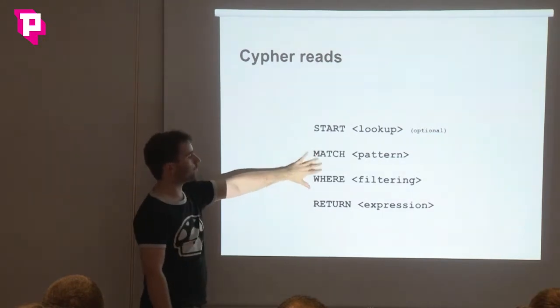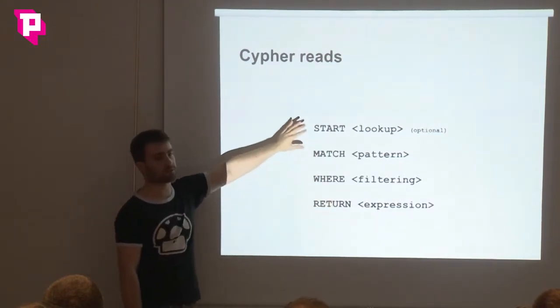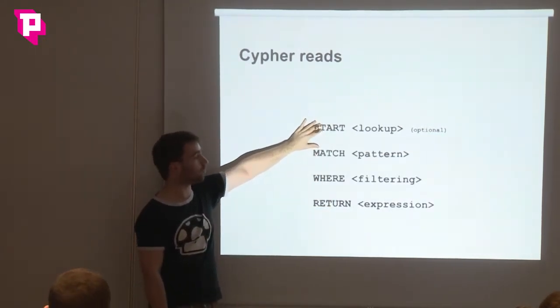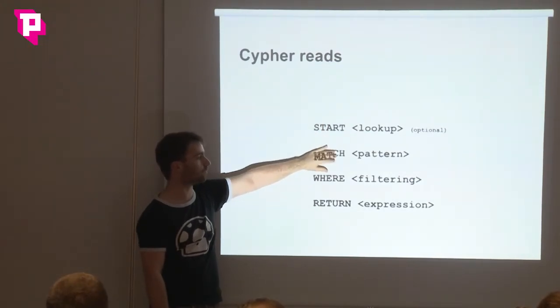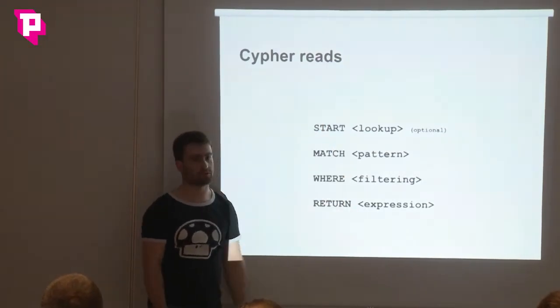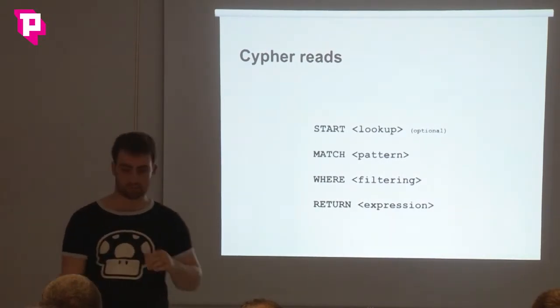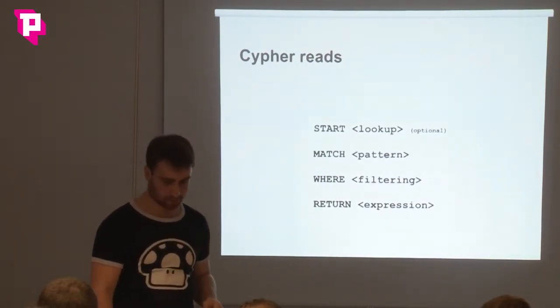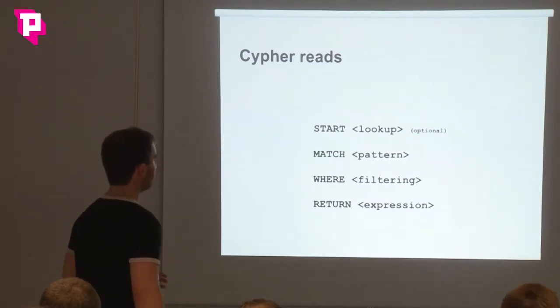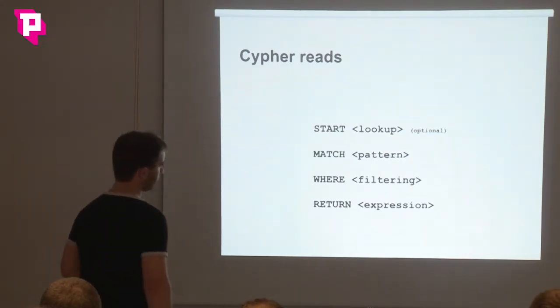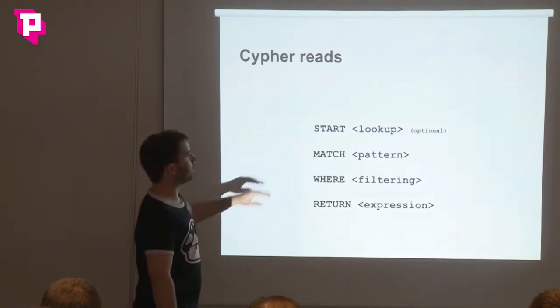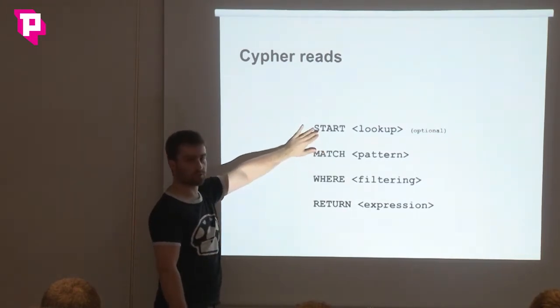So this is a reading query. I can specify where I want to start, what I want to retrieve, maybe filter it, and then return it. That's a bit inspired by SPARQL and SQL at the same time, but yeah, the syntax is quite nice. And since Neo4j 2.0 with labels, it will try to find starting nodes itself, so maybe you don't need to specify that.